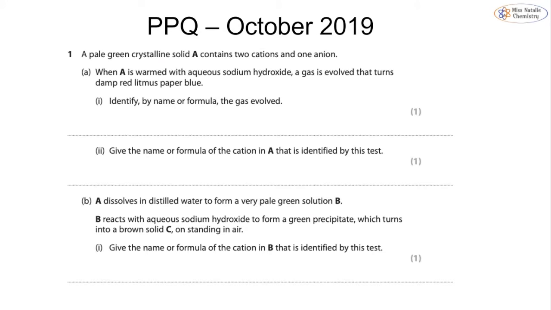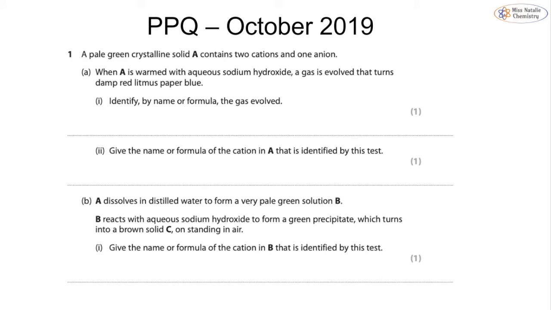So let's put these reactions to the test and let's have a look and see what knowledge that we have. So this is from the October 2019 paper. There are two different questions, and it is going to be, first of all, looking at the inorganic and then looking at the organic.